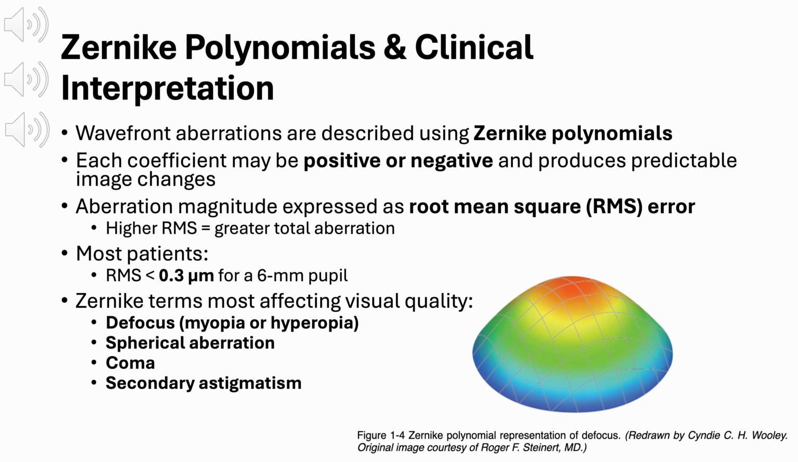To describe how big the overall distortion is, we use something called root mean square, or RMS error. You can think of RMS as a single number that summarizes how bumpy the wavefront is overall. A higher RMS value means more total aberration. In most patients, the RMS for higher-order aberrations is less than about 0.3 microns when measured over a 6 mm pupil. Not all Zernike terms affect vision equally.